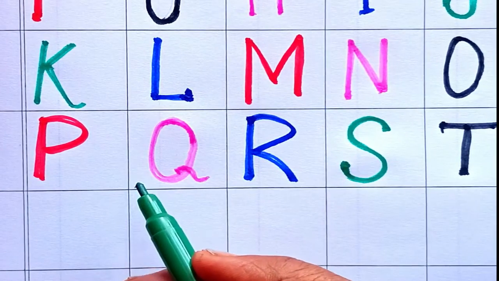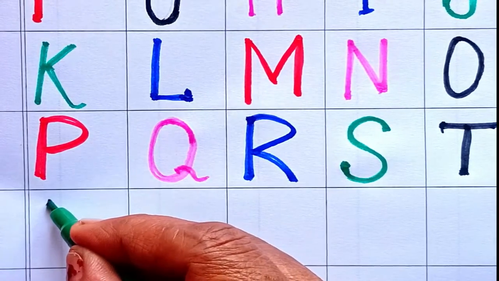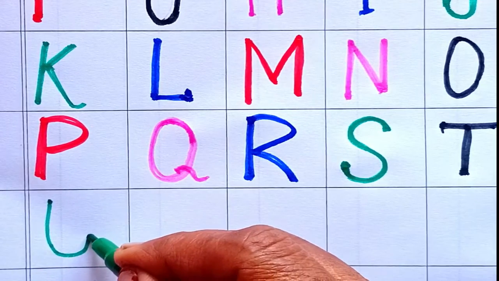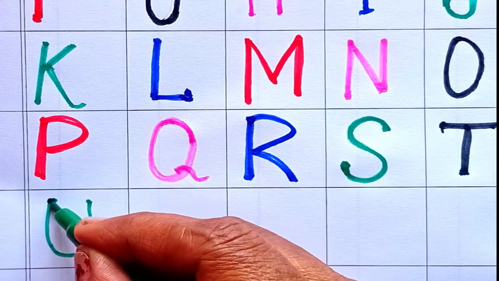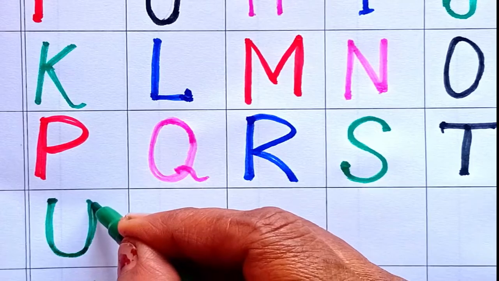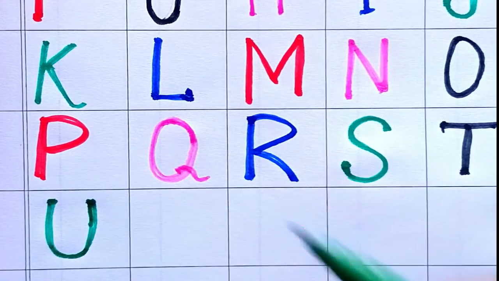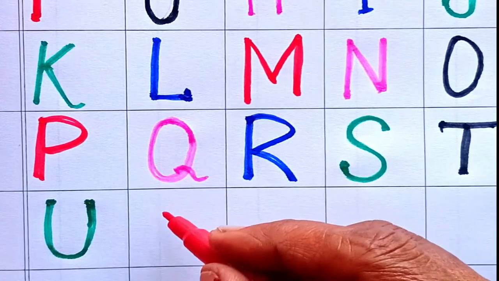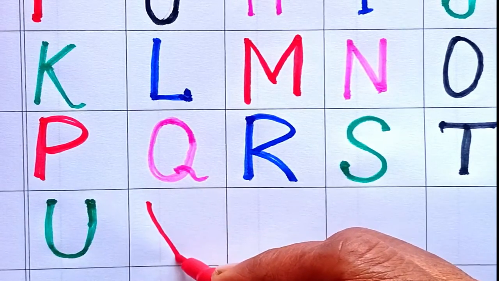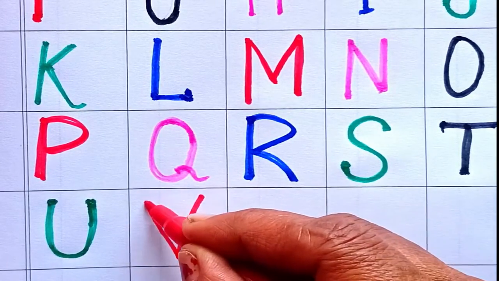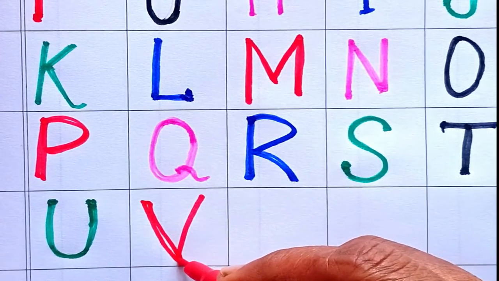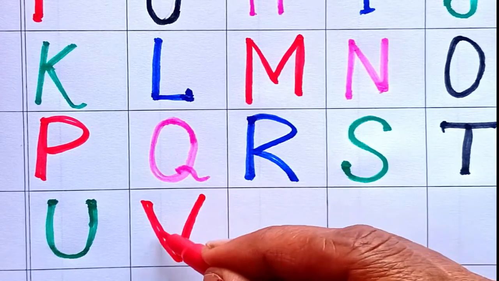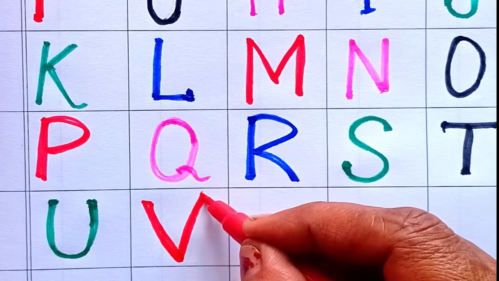Green color. U. U for umbrella. U for umbrella. Red color. V. V for van. V for van.